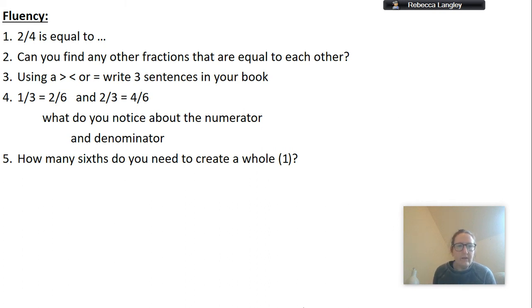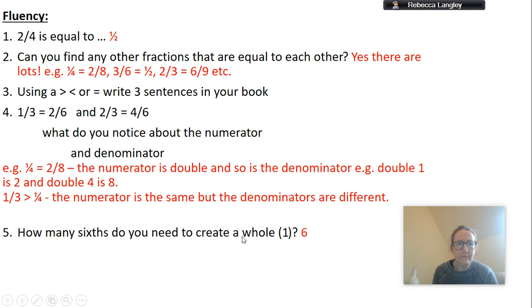Number 4, 1/3 equals 2/6 and 2/3 equals 4/6. What do you notice about the numerator and the denominator? And number 5, how many 6 do you need to create a whole? So you are going to answer those questions. And then we're going to move on. Okay, so these were just a few ideas that I had. You can pause here. I won't go through all of them with you because it's a bit boring to listen to me going through all of those with you.